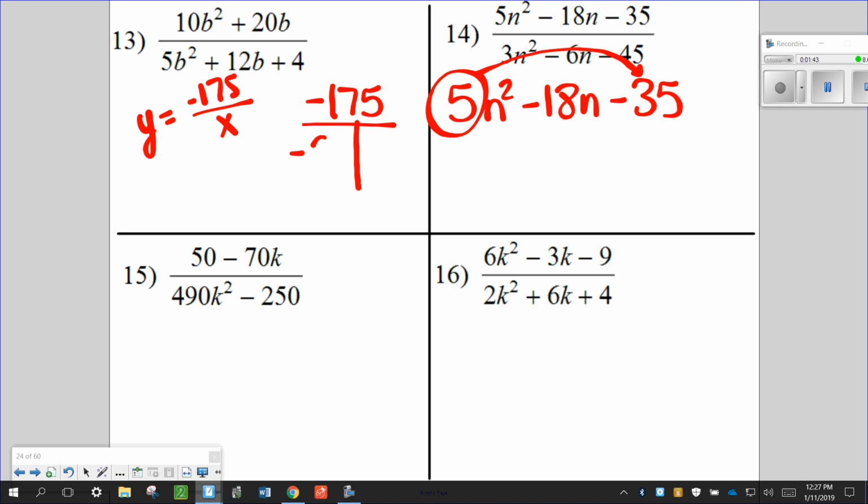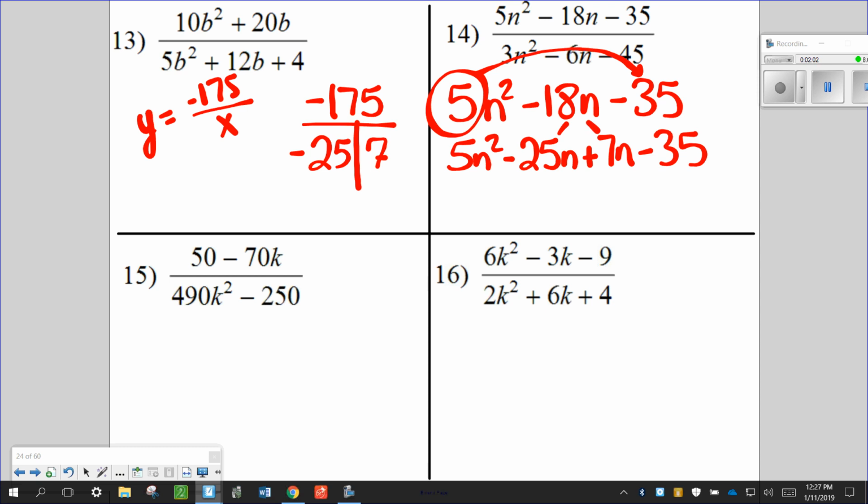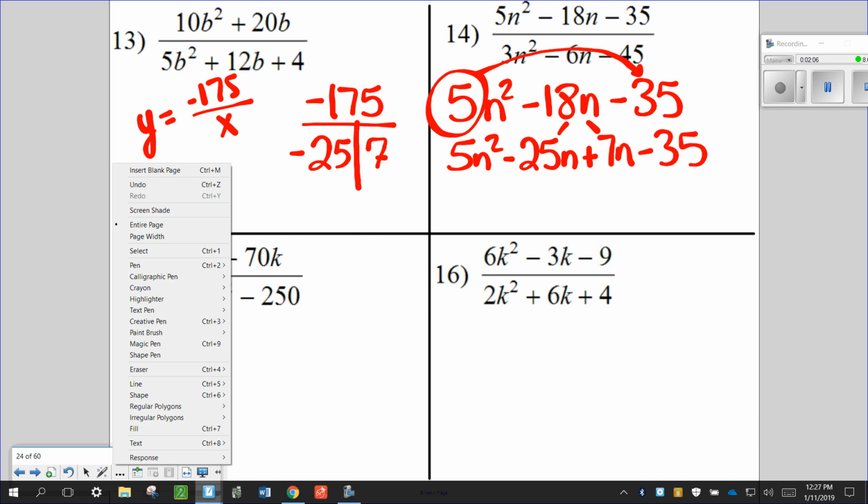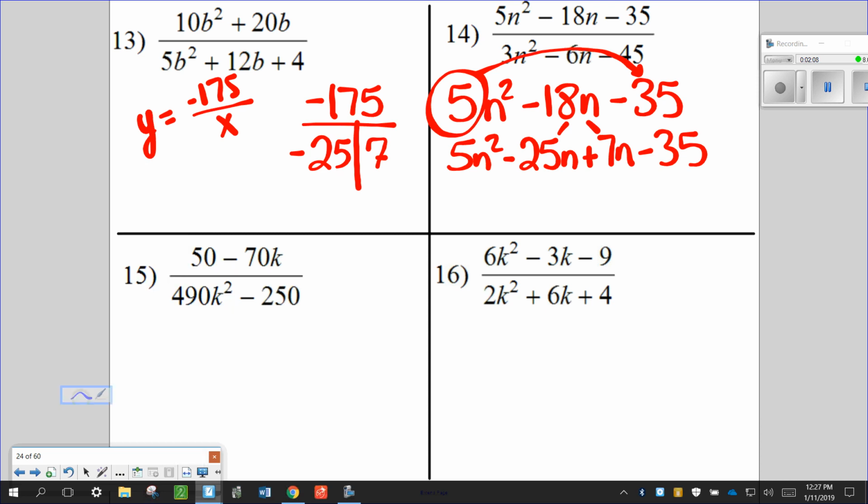If you do that, you'll find negative 25 and 7, and then we can rewrite that middle term as negative 25n plus 7n minus 35. And so you see nothing has changed in the numerator except we have split that middle term into two terms. And that allows us to do something very helpful. We can factor by grouping. So first group and second group.